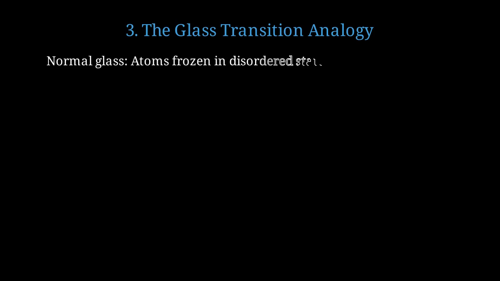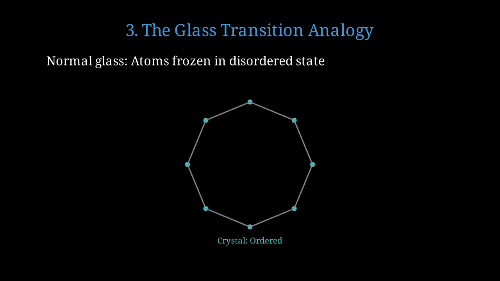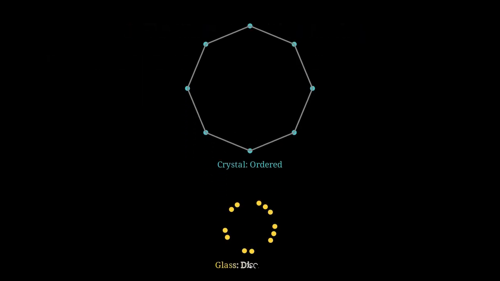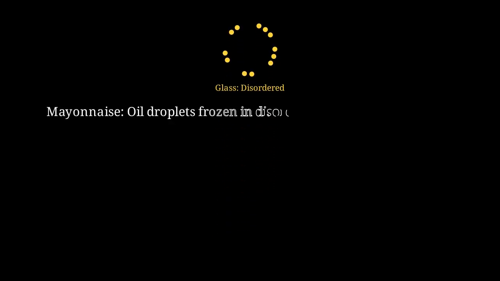In normal glass, like window glass, atoms are frozen in a disordered, liquid-like arrangement instead of forming crystals. In a crystal, particles arrange in perfect periodic order like soldiers in formation. But in a glass, particles are frozen in a disordered, random arrangement like a snapshot of a liquid. Mayonnaise is exactly analogous. Oil droplets are frozen in a disordered, jammed state instead of separating into layers.